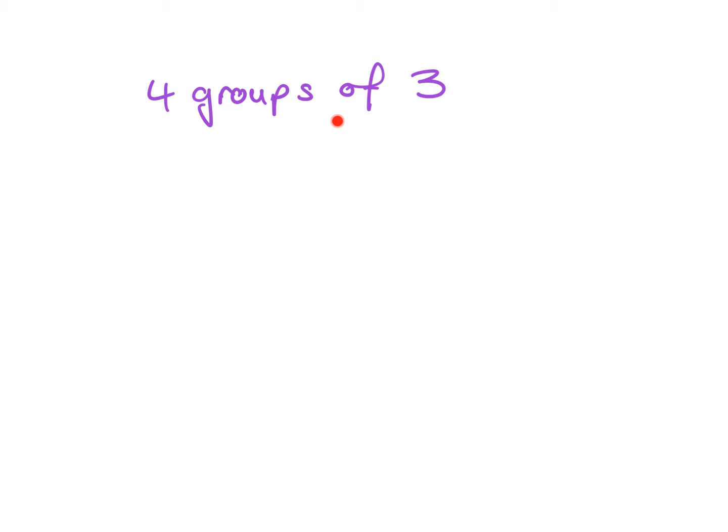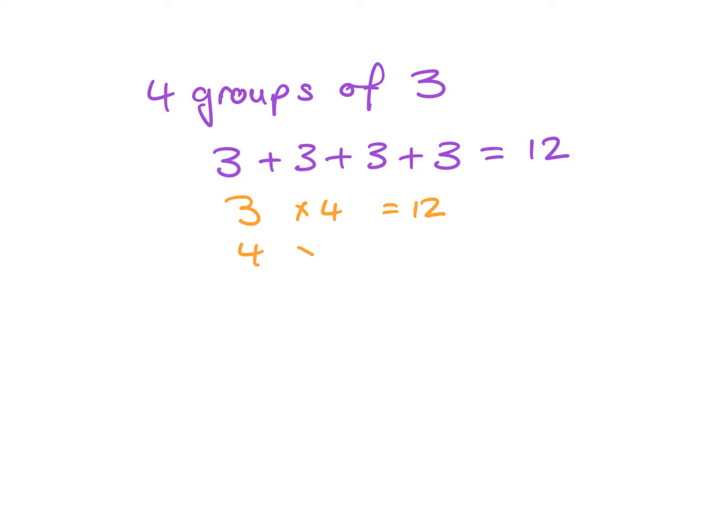Alright, but if we had four groups of 3, we could write that as 3 plus 3 plus 3 plus 3. And we know that 3 lots of 4 is 3 times 4, and that would give us a positive number, 12. And this can be rewritten as 3 multiplied by 4 equals 12, or 4 multiplied by 3 is equal to 12. So a positive multiplied by a positive is going to give us a positive value.